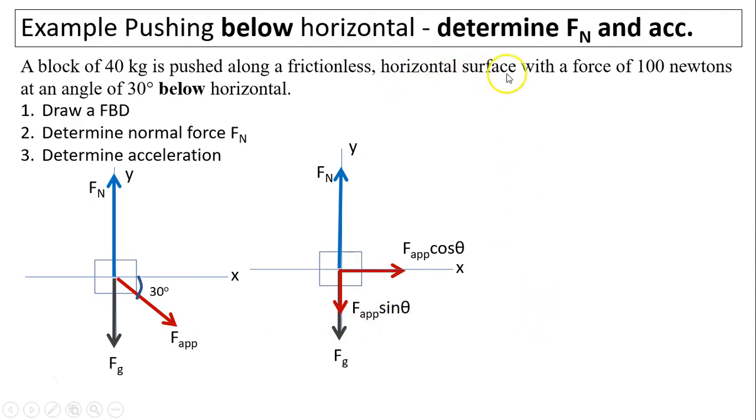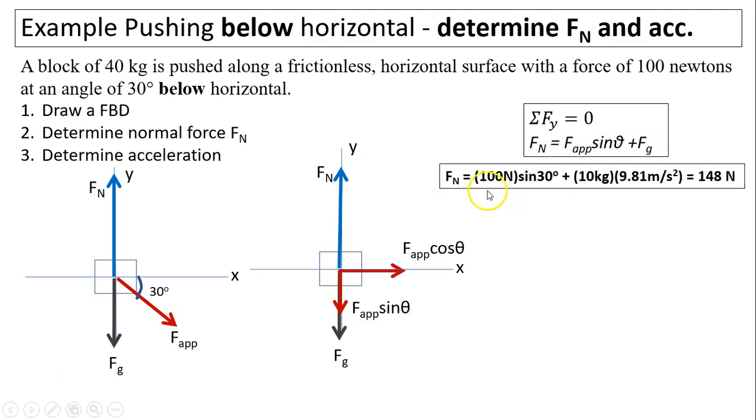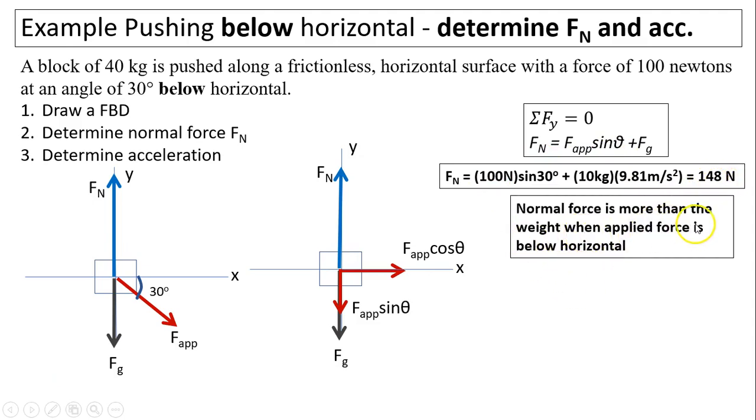Again, the object is moving on the horizontal surface, so all the vertical forces have to cancel out. Fn going up has to equal F applied sine theta plus Fg. And that's how we find Fn, which is 148 newtons. In this case, the normal force is more than the weight when the applied force is below horizontal. That makes sense because the ground does not only have to support the box, it also has to support part of the force you're pushing down. So that's why the normal force is more.